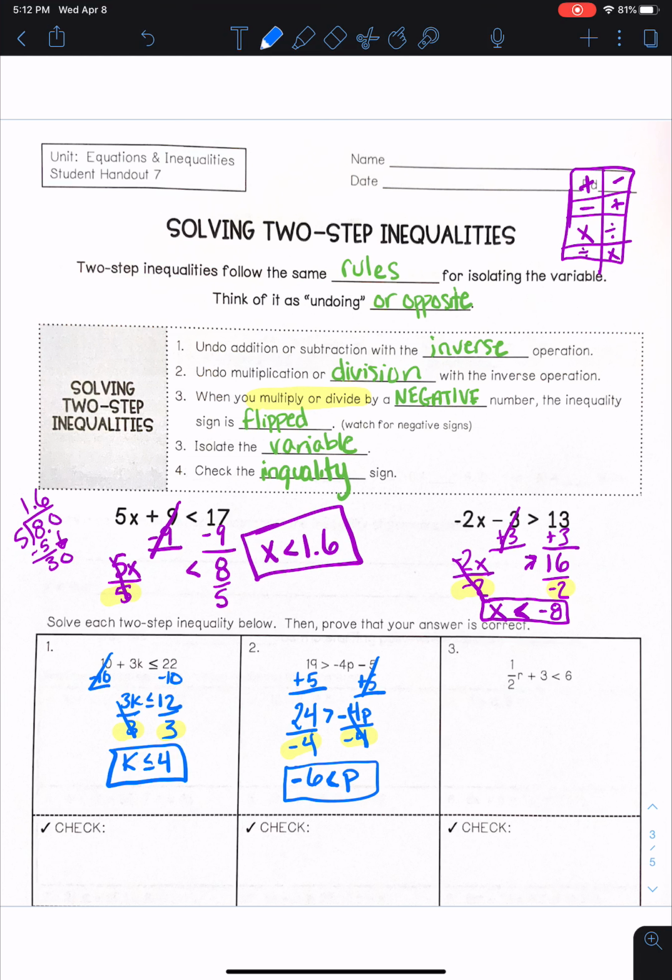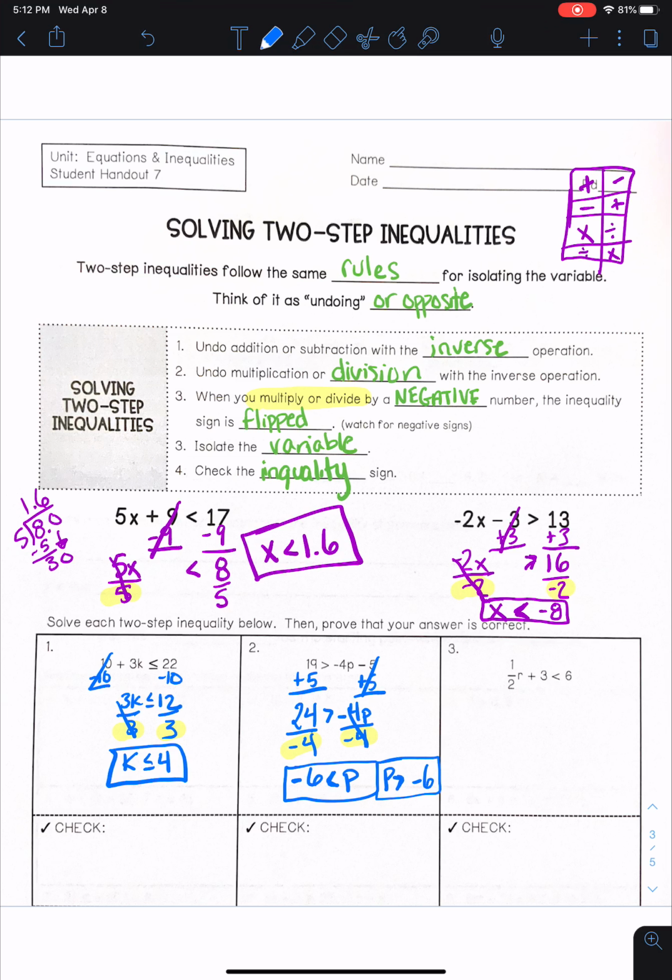Now, because we're so used to having the letter on the other side, if I switch p and negative 6, if I switch those two, I also have to switch my symbol. Okay, so either one of these answers is correct.